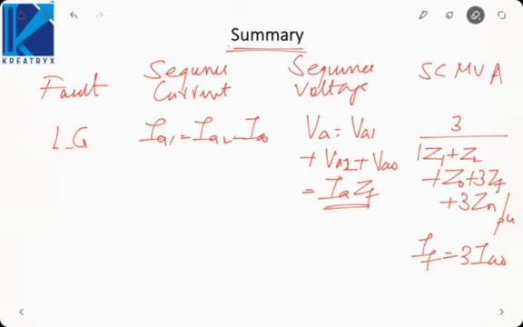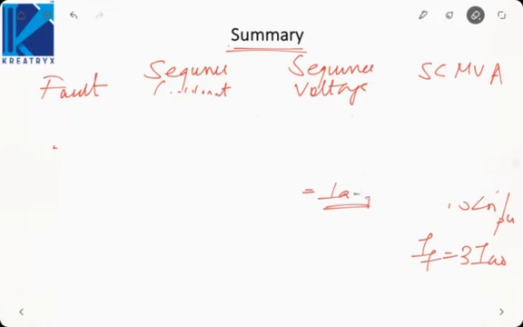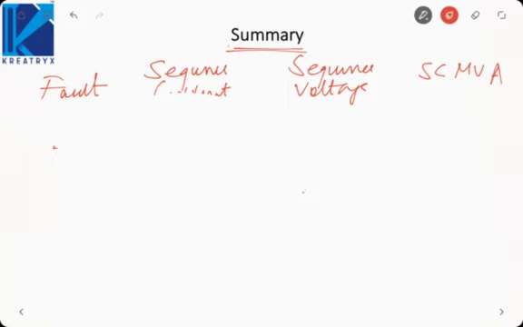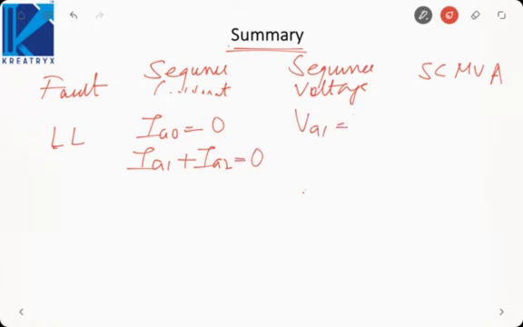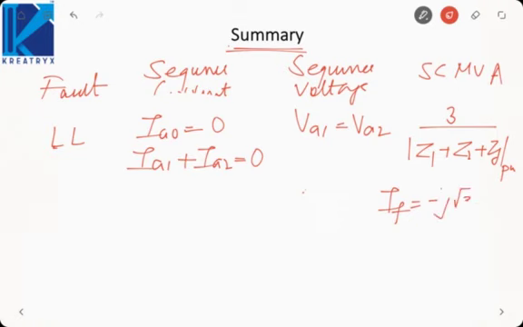Now what will happen for the case of line to line fault? In case of line to line fault, we saw that the ground was missing. So IA0 is equal to 0, and IA1 plus IA2 was equal to 0. What happened to sequence voltages? VA1 is equal to VA2. Both were in parallel. What was happening to short circuit MVA? It was 3 by mod Z1 plus Z2 plus ZF in PU. And what was the fault current? Fault current was equal to minus j root 3 into IA1.